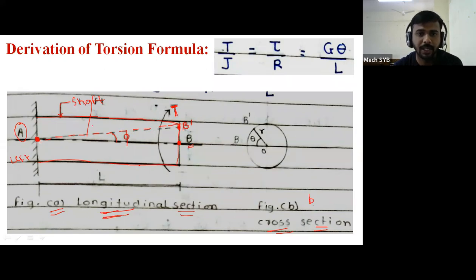And due to that only, here you will get one angle, represented by B dash AB, and that angle is represented by phi. Please keep in mind, this phi is called a shear strain. Why is it called a shear strain?